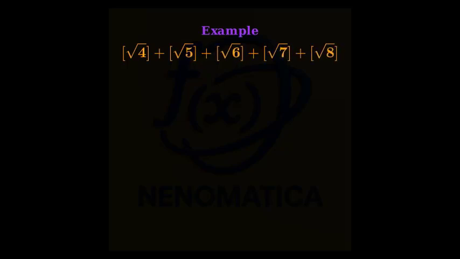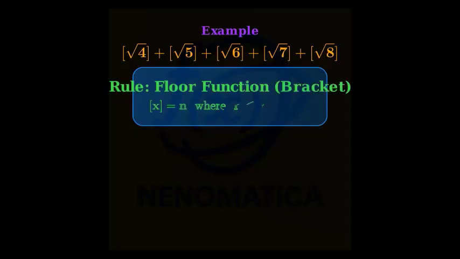We will evaluate a bracketed square root sum using the floor function, also called the bracket function. First, we show the example. Then, we display the expression to evaluate. Step 1. We will evaluate each floor bracket individually using the definition of the floor function. The floor of x equals n, where n is the greatest integer less than or equal to x.